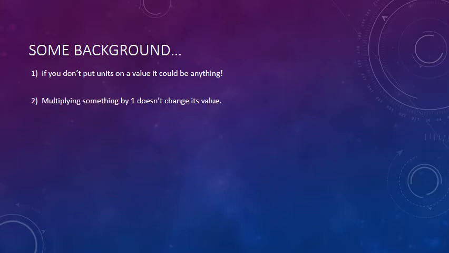Second, multiplying something by the number 1 does not change its value. So for example, 3 times 1, still 3. 5 times 1, still 5. A variable like h, whatever that is, times 1, still h. Something physical like an apple, times 1, still have your apple. So multiplying something by 1 is a pretty safe operation.